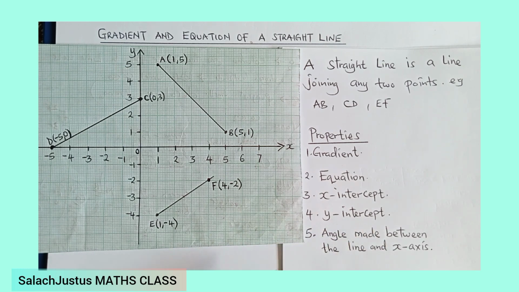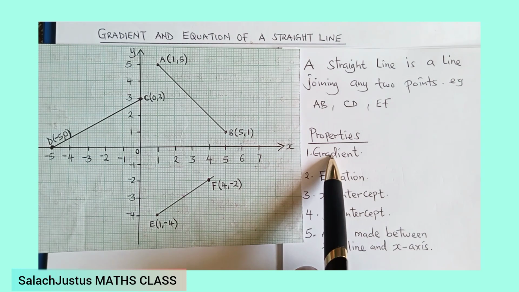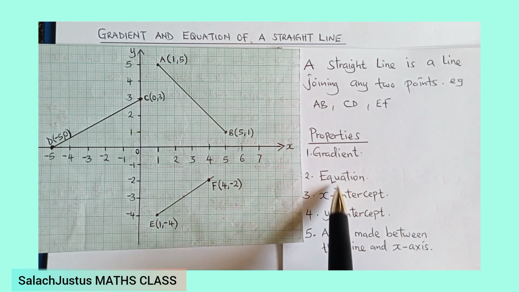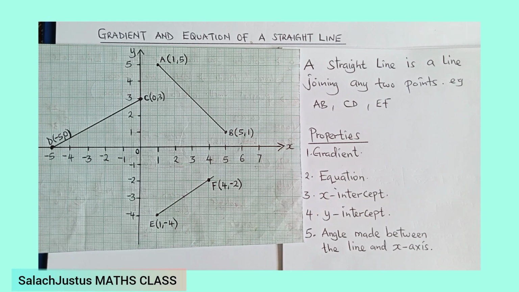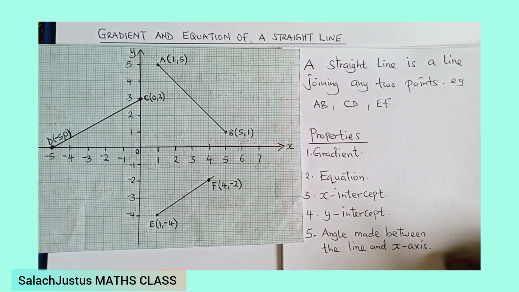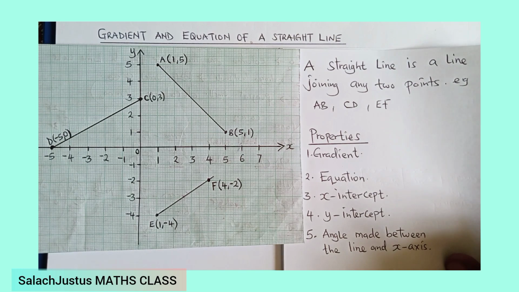And also, we shall look at the angle made between that line and the x-axis. The angle can be acute or obtuse. We shall explore that later. In this lesson today, I want us to concentrate on number 1, gradient. Then numbers 2 up to 5 will be discussed in our subsequent videos. Welcome. Let's begin on gradient. Grab your pen and a piece of paper and let us learn this topic better.